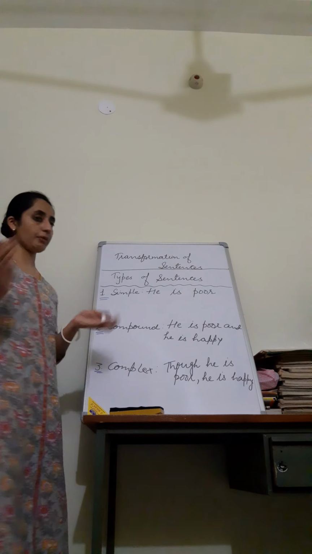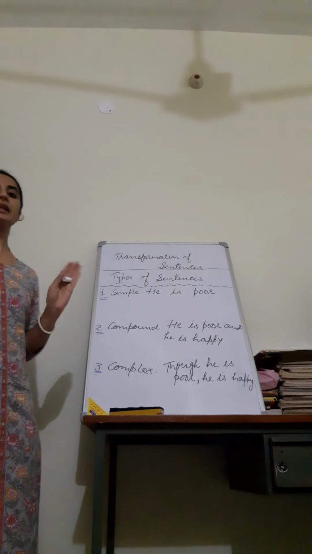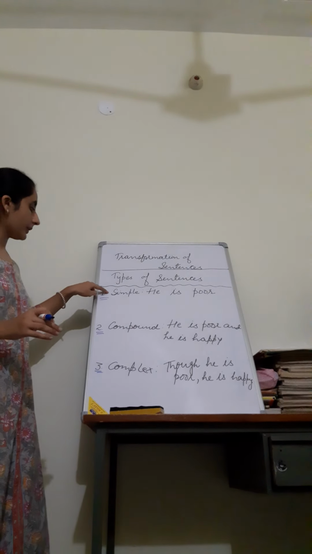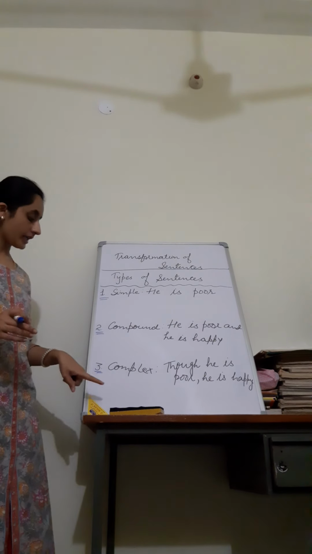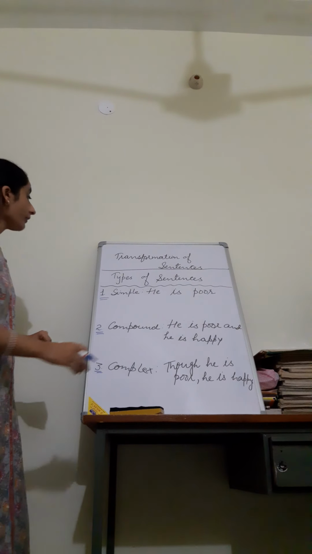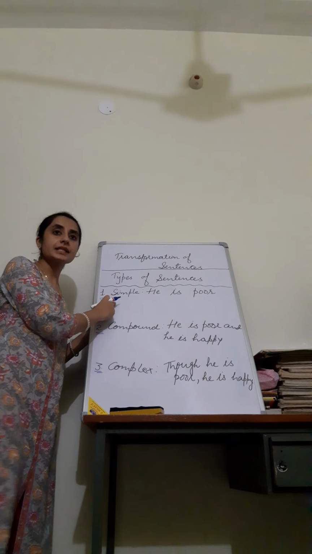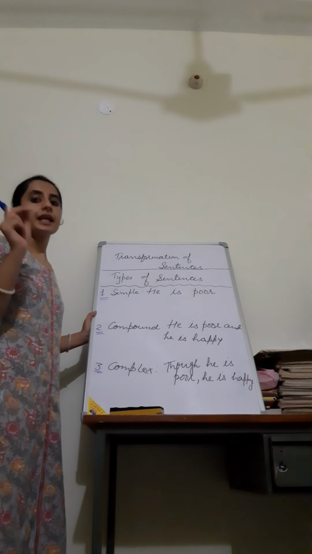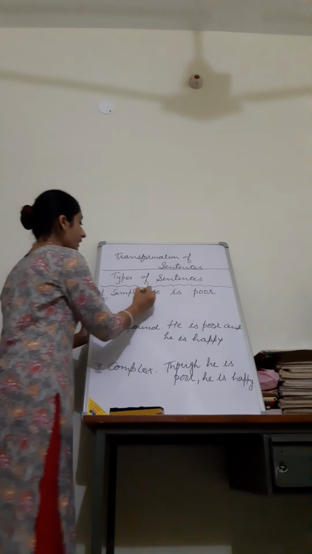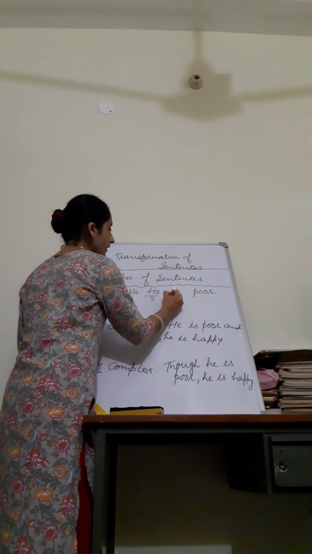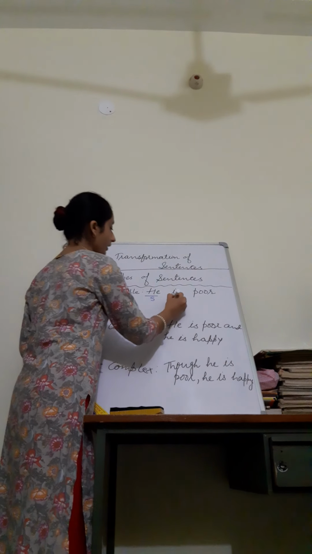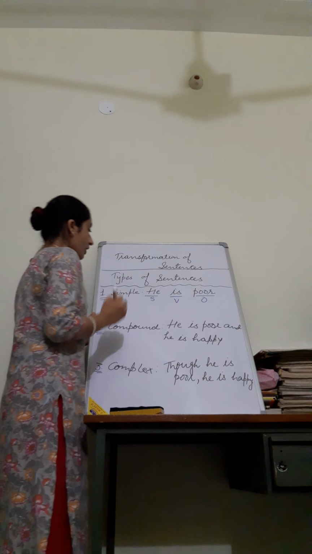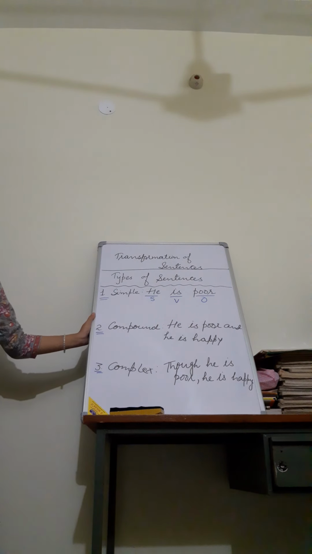There are different types of sentences, but today we will discuss only three types of sentences, which are simple, compound and complex. As you can see, in simple sentence, I have written one example. The example is, he is poor. He is the subject, is a verb or a helping verb, and poor is the object. So what are the simple sentences?